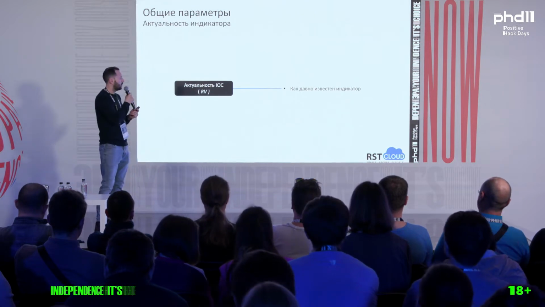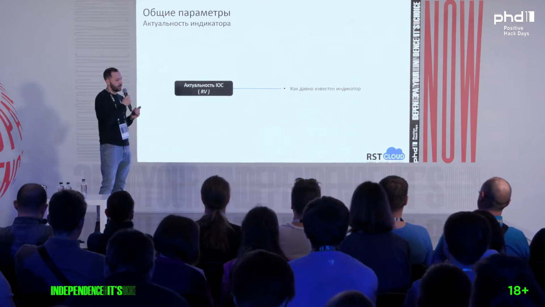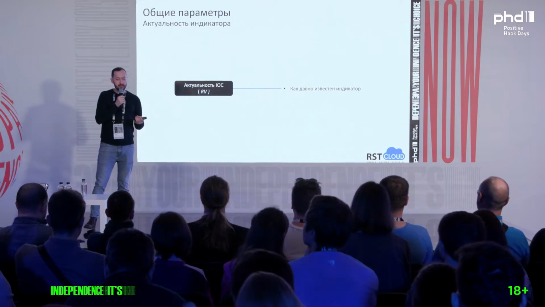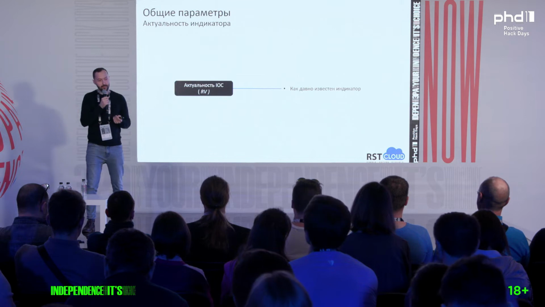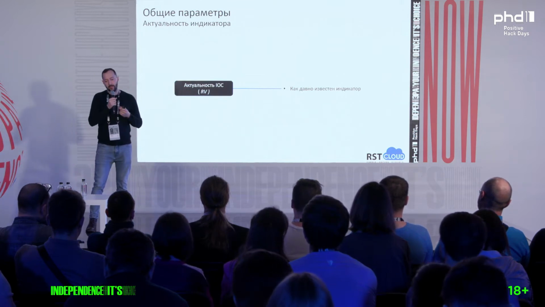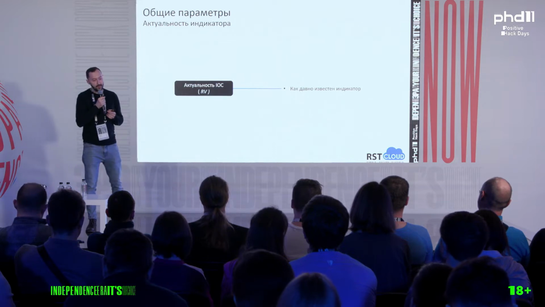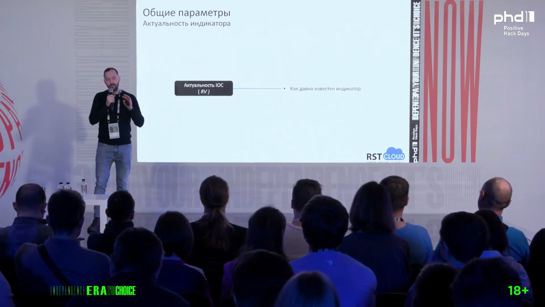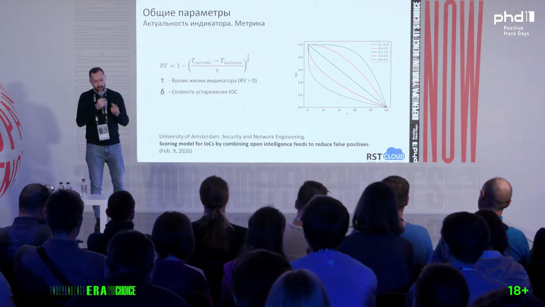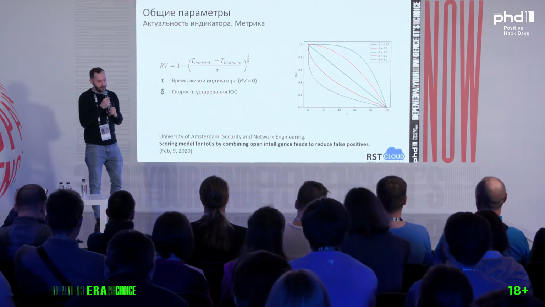Let's move on. And next important consideration is how relevant or up to date this indicator is. For example, we're learning about this phishing indicator. There's no guarantee it will be relevant, say, in a year. Indicators rot over time. We need to factor it in.